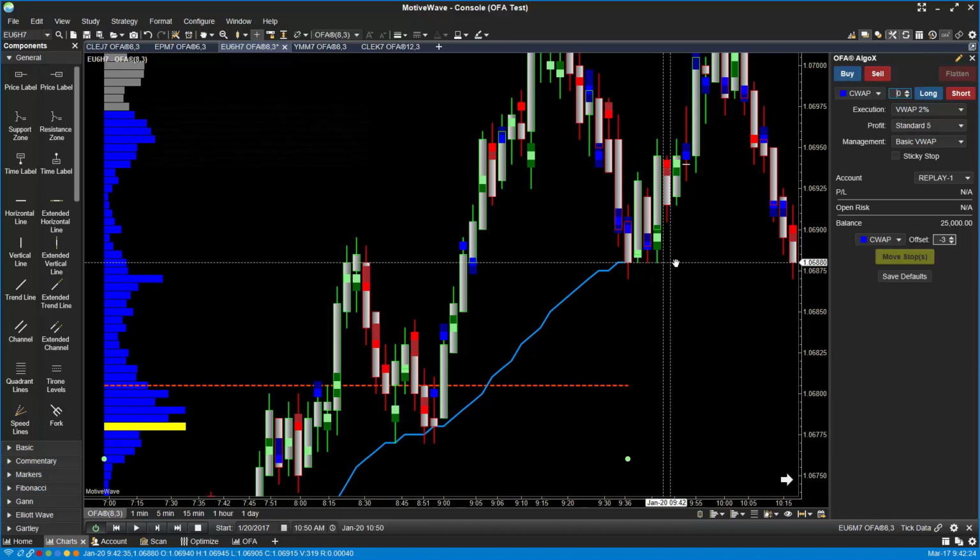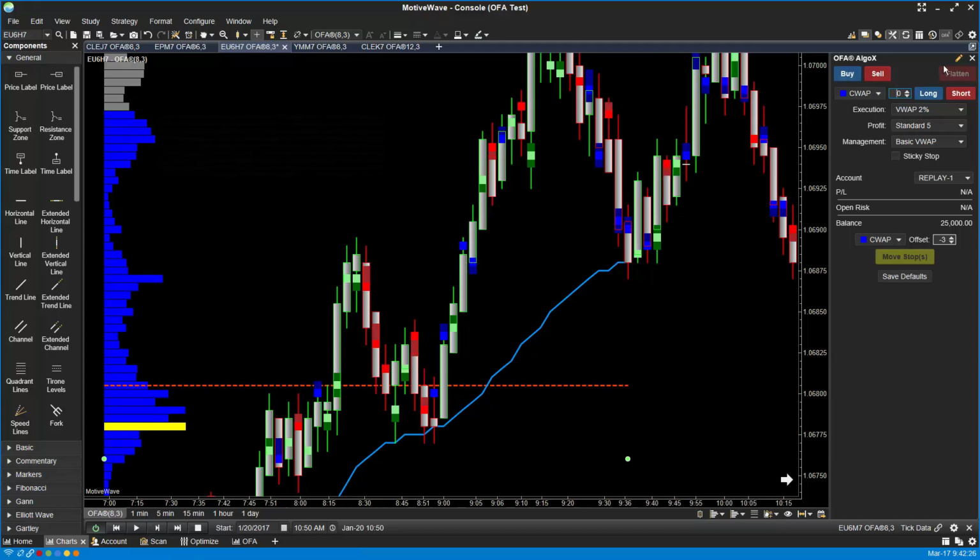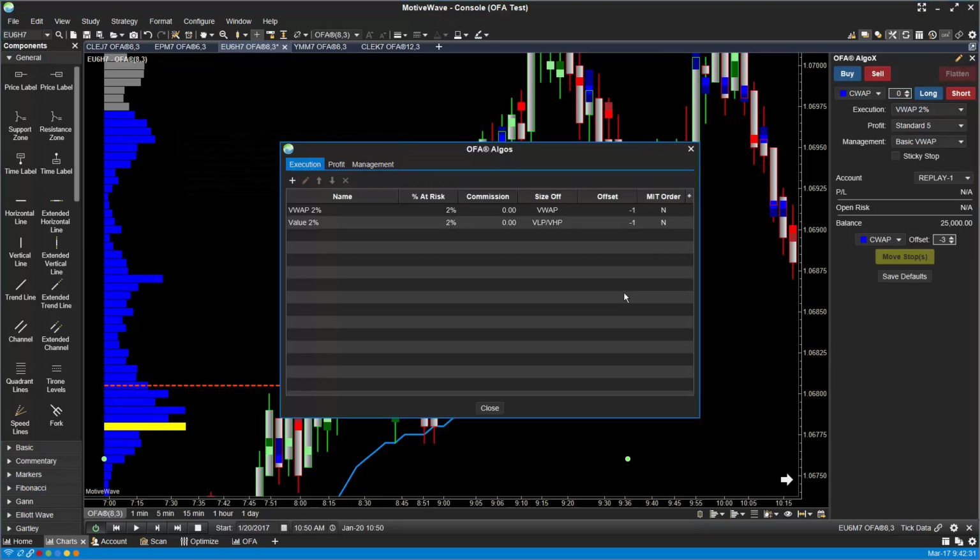So let's take a look at a basic algo that you can reproduce. I believe the settings for this are in the tutorials, but even so, you can pause the video and look at the screenshots here to replicate this if you want to.